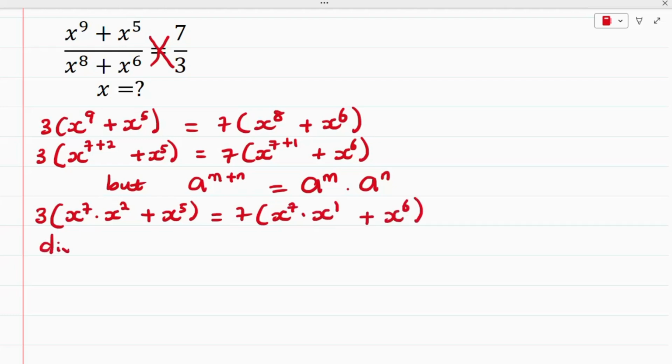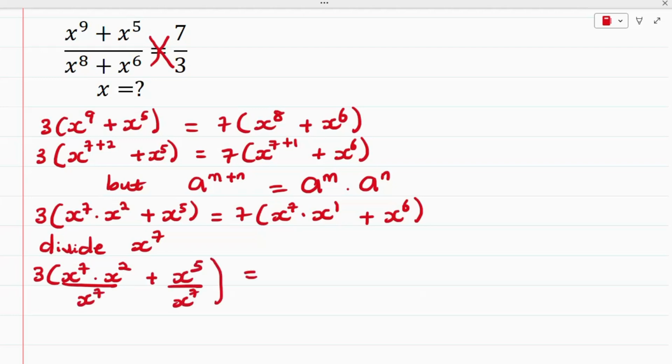So the next thing we want to do is to divide by the highest power of x, and the highest power of x is x raised to the power of 7. So we have 3 multiply x raised to the power of 7 multiply x raised to the power of 2 divide x raised to the power of 7, plus x raised to the power of 5 divide x raised to the power of 7, and this is equal to 7 multiply x raised to the power of 7 multiply x raised to the power of 1 divide x raised to the power of 7, plus x raised to the power of 6 divide x raised to the power of 7.